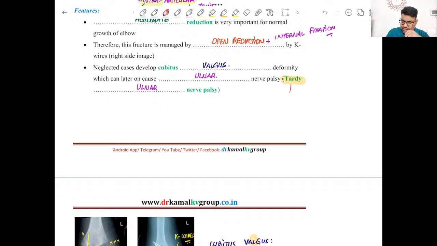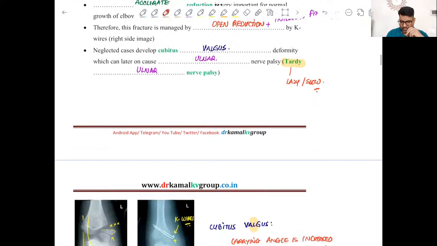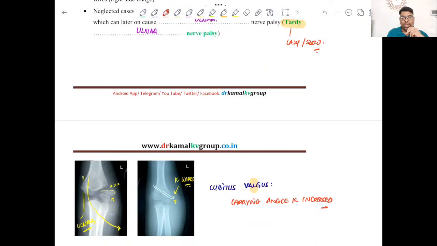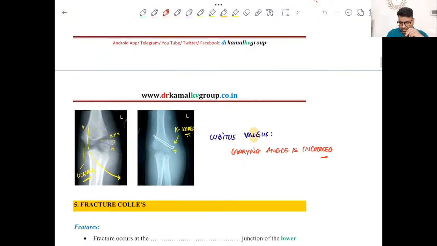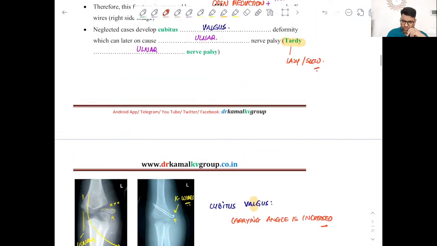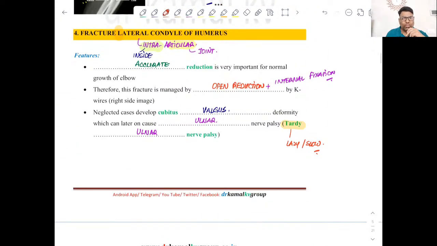Now the word tardy means lazy or slow to come. So this is tardy ulnar nerve palsy, and the ulnar nerve injury is never seen in initial days of injury. Please remember that. It will be only seen if there is cubitus valgus, which of course comes after a certain period of time, and because of that deformity there is traction over the ulnar nerve as it is passing behind the medial condyle of humerus, right? So these are a few words which you need to remember for lateral condyle of humerus fracture.